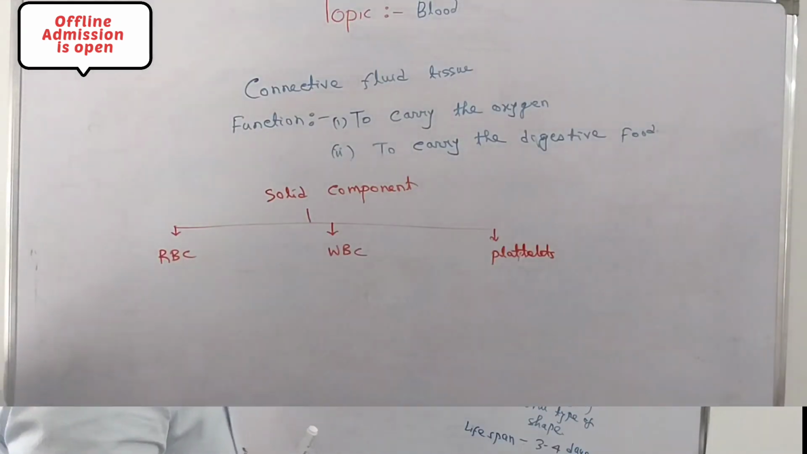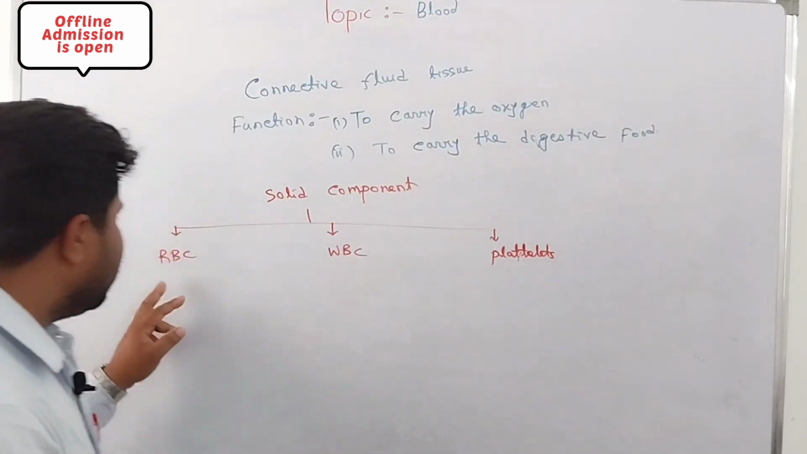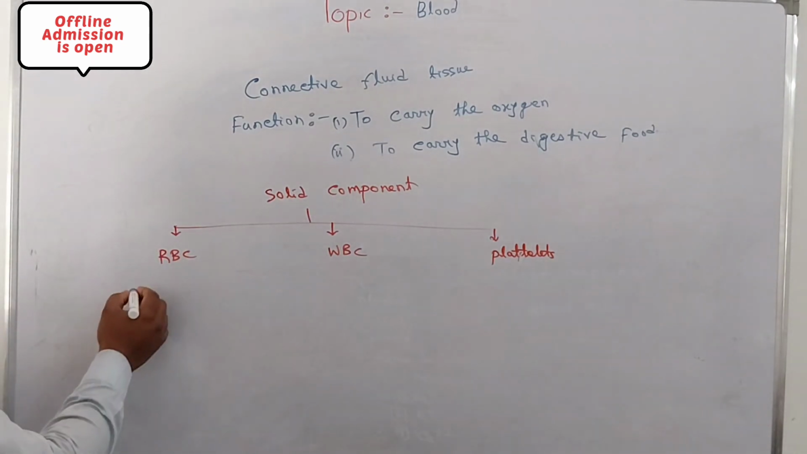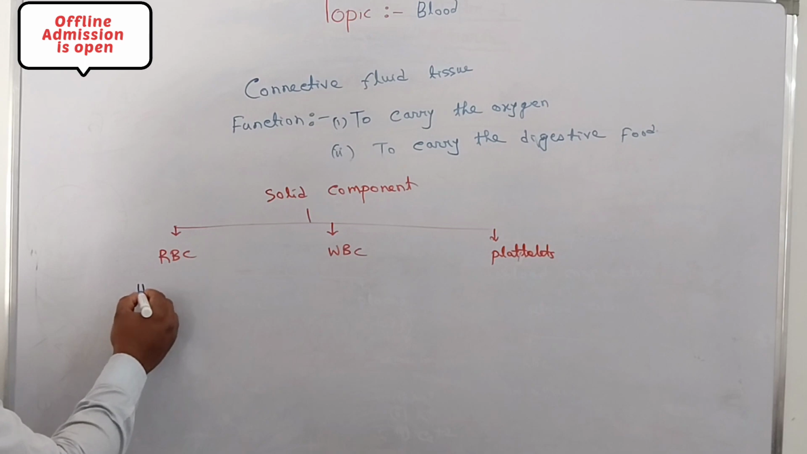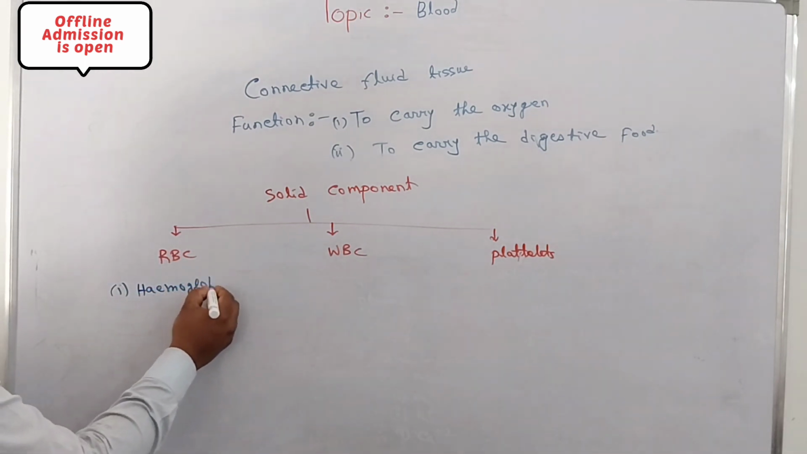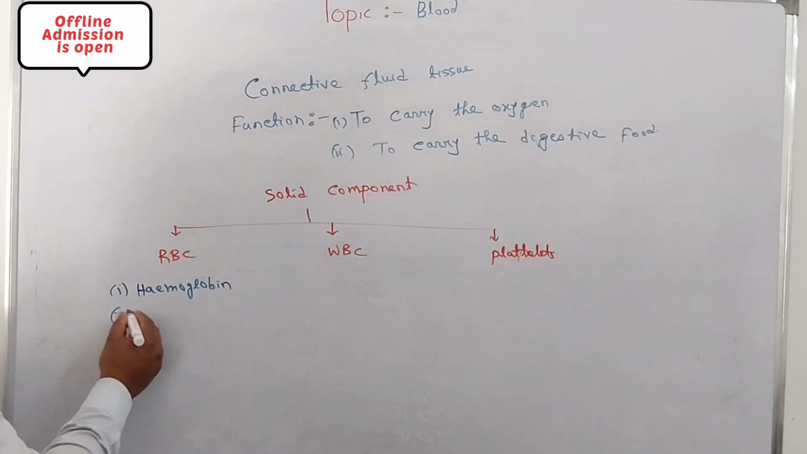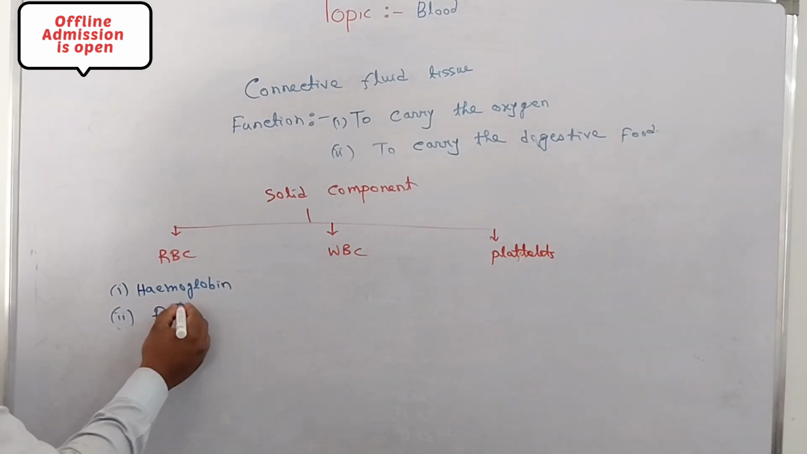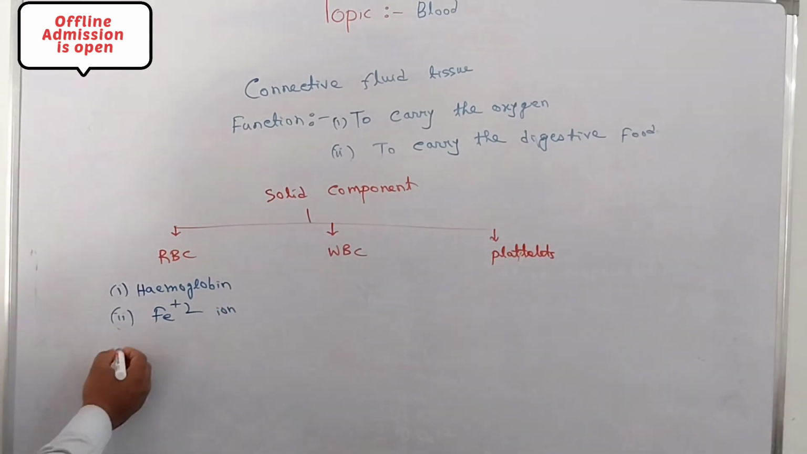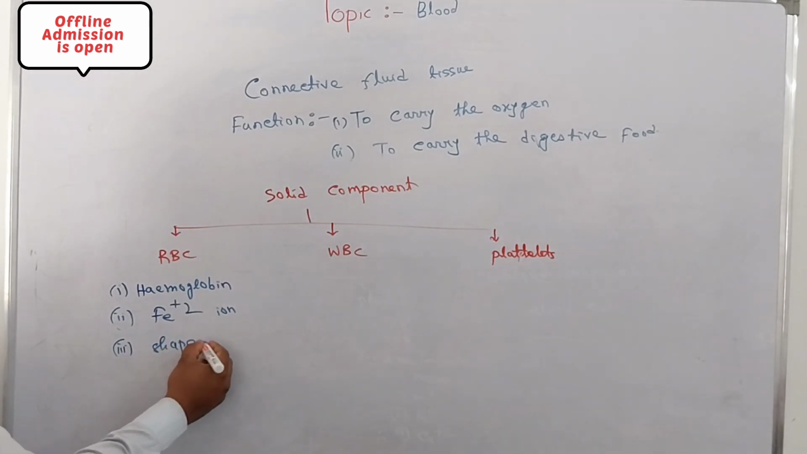Again, what is the full form of RBC? The full form of RBC is red blood corpuscles. Which pigment is present? That is hemoglobin. Next, which metal is present? The Fe plus 2 ion is present. And what is the shape? The shape of the RBC is oval.